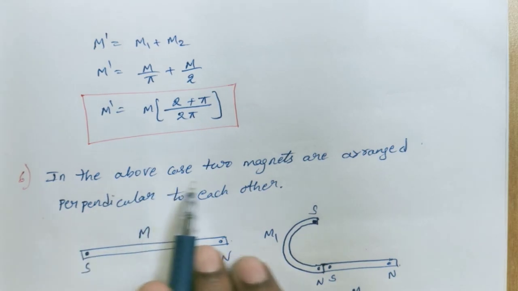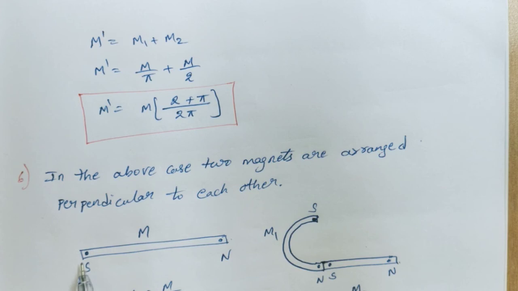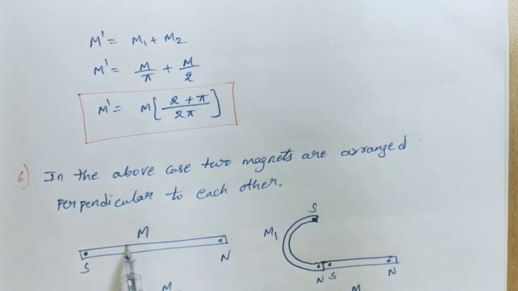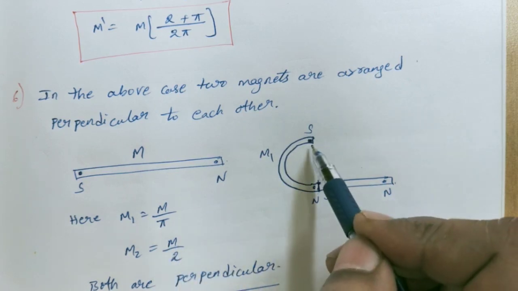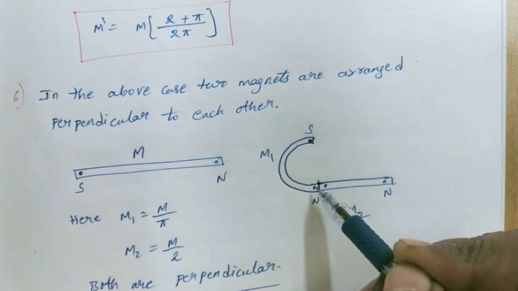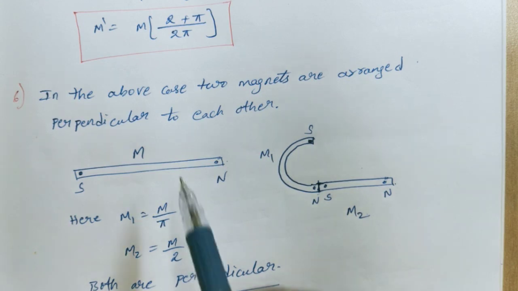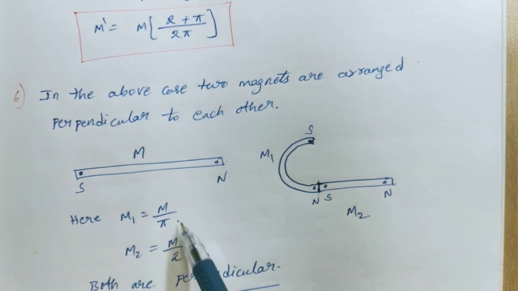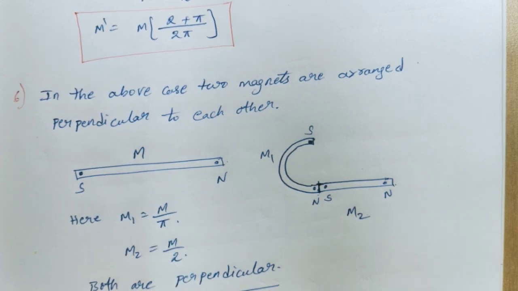In the same manner, one more application we are discussing. See, in this case, two magnets are arranged perpendicular to each other. Initially this is one lengthy magnet having magnetic moment M. This one is bent like this. So 50% is present as it is, and this is M2. M2 value is equal to M by 2 only. The remaining 50% is bent in semicircular shape. Semicircular shape bent means how much value? Last time we observed M by pi only. So M1 value is M by pi, and M2 value is M by 2.